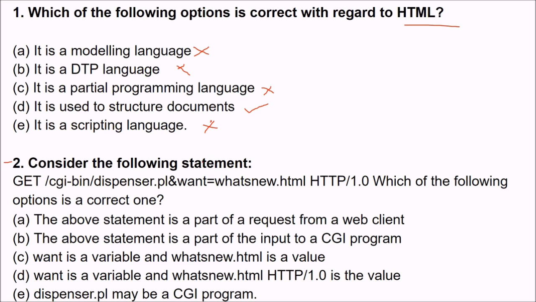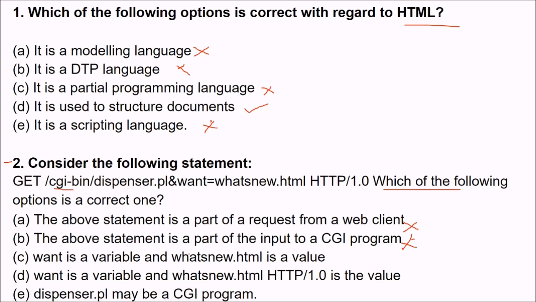Second is, consider the following statements. GET /cgi-win/dispenser.pl?want=whatsnew.html HTTP/1.0. Now which of the following options is a correct one? The first statement is a part of a request from a web client. No, it is not a part of a request from a web client, because this is CGI-win. The above statement is a part of the input to a CGI program. This is also not correct.